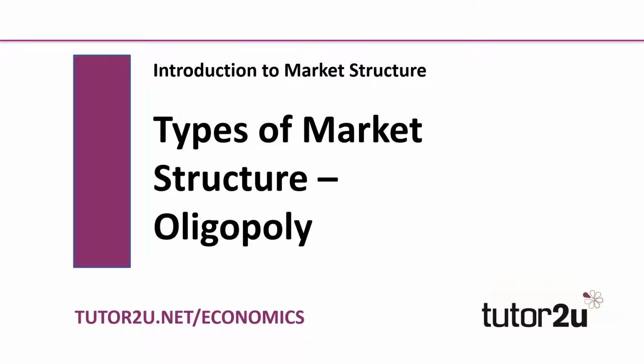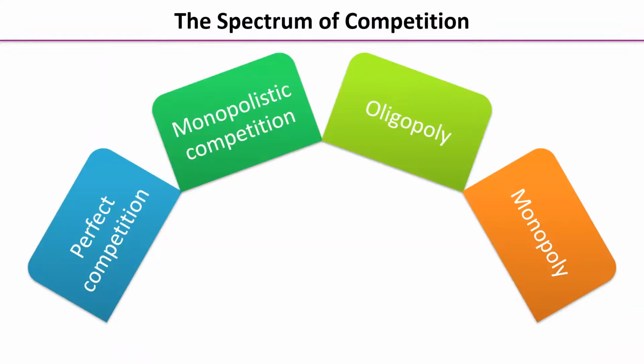In this short video, we're going to be looking at the fourth of the market structures. We're going to be looking at oligopoly. And you can see from the spectrum of competition here that this one fits towards the monopoly end of the spectrum of competition, between monopolistic competition and monopoly. So what are the features of an oligopoly?